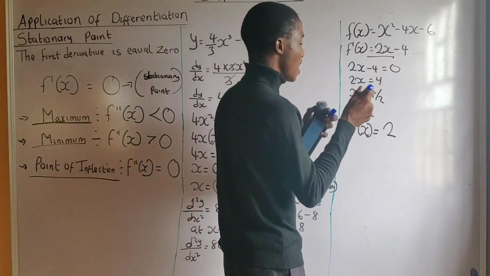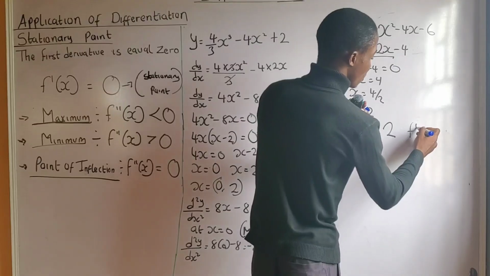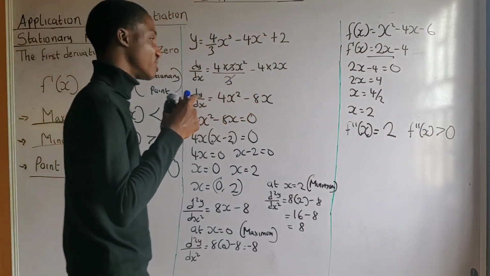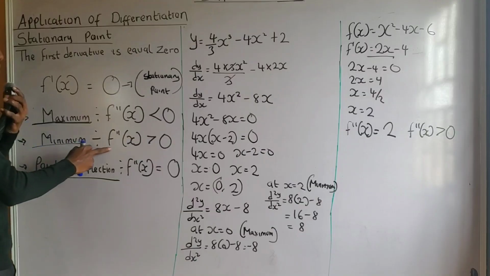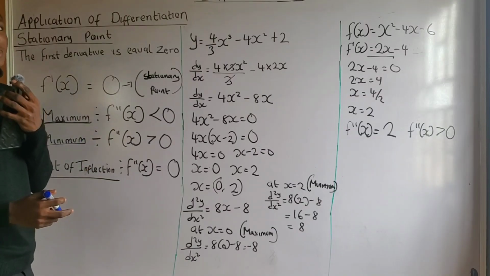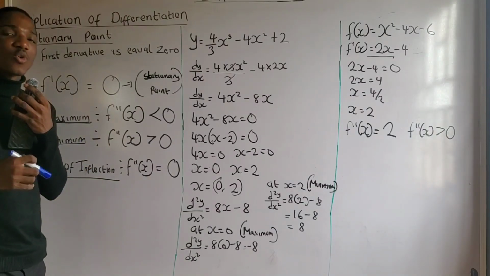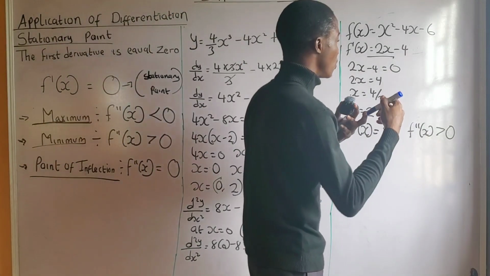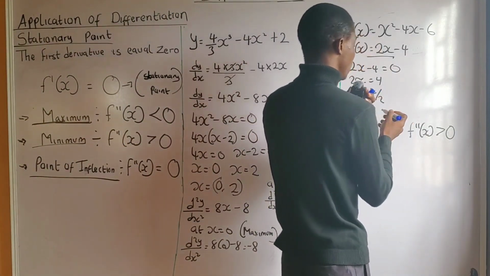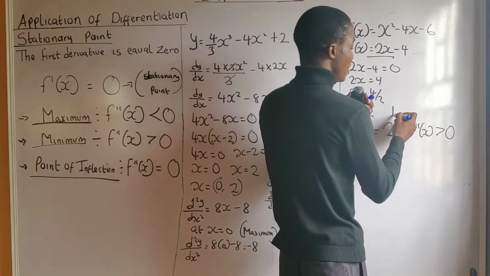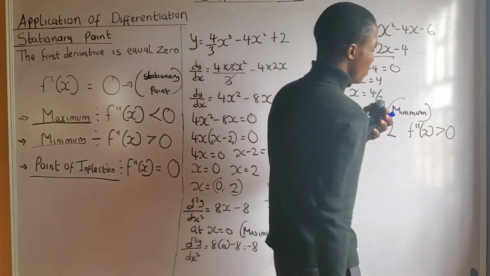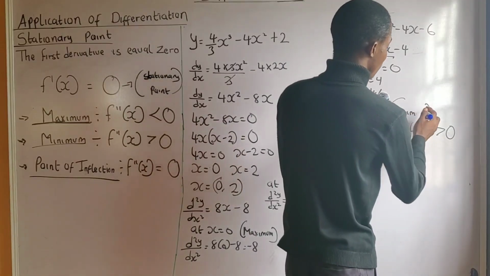So since the second derivative is greater than 0, go back to your condition. If the second derivative is greater than 0, what is the nature of that stationary point? That will be what? Minimum. Do you understand? Because 2 is greater than 0. So at the stationary point x equals 2, it is a minimum. Do you understand? Okay, we have a minimum point.